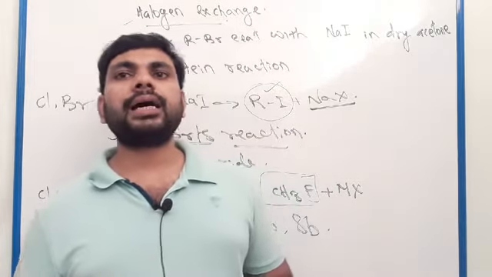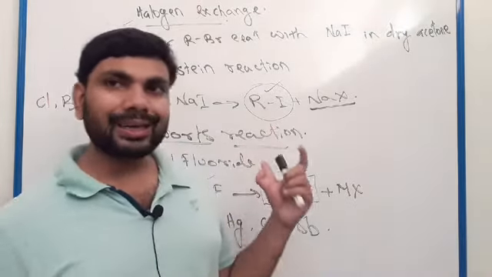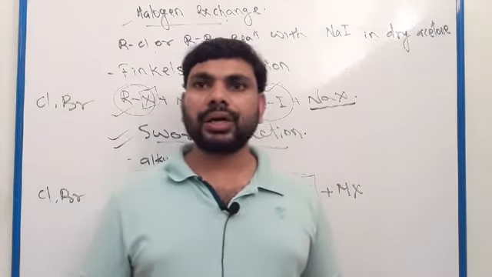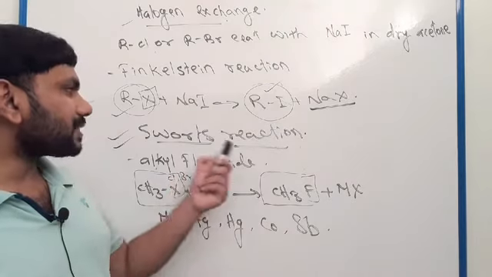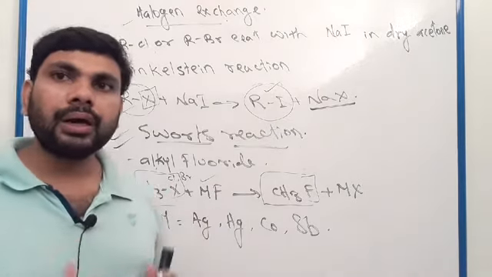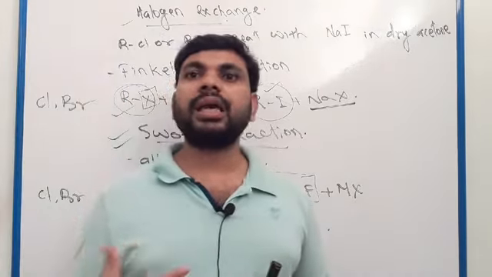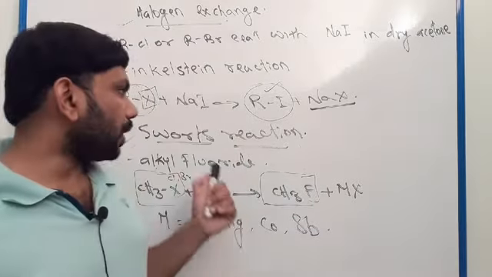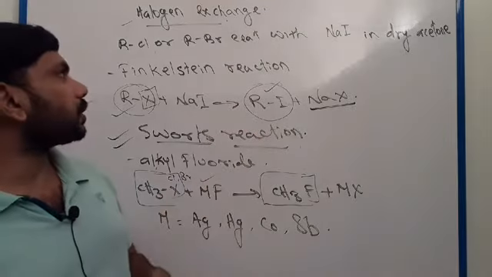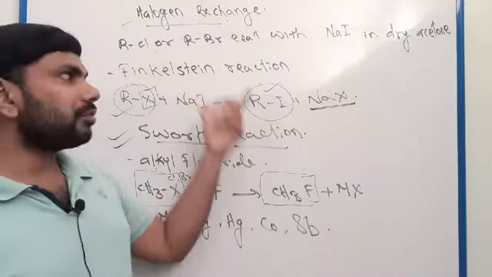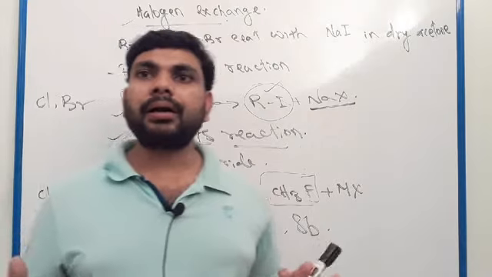After that we discussed the halogen exchange method, the Swarts reaction for production of alkyl fluoride, and the Finkelstein reaction. Okay, so remember all these things.